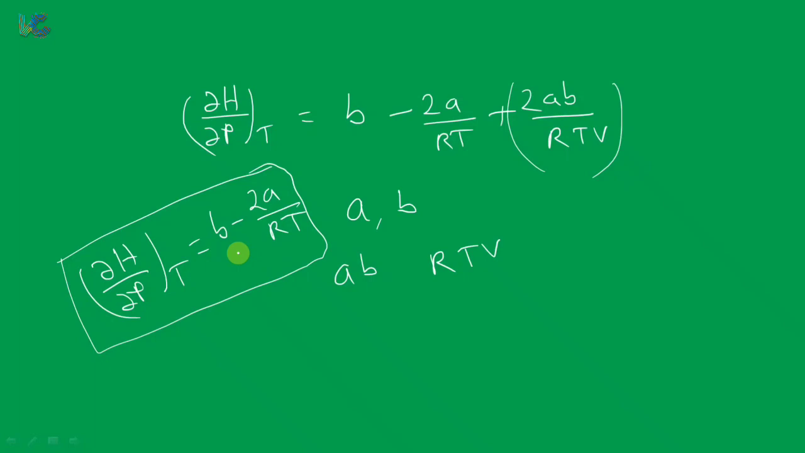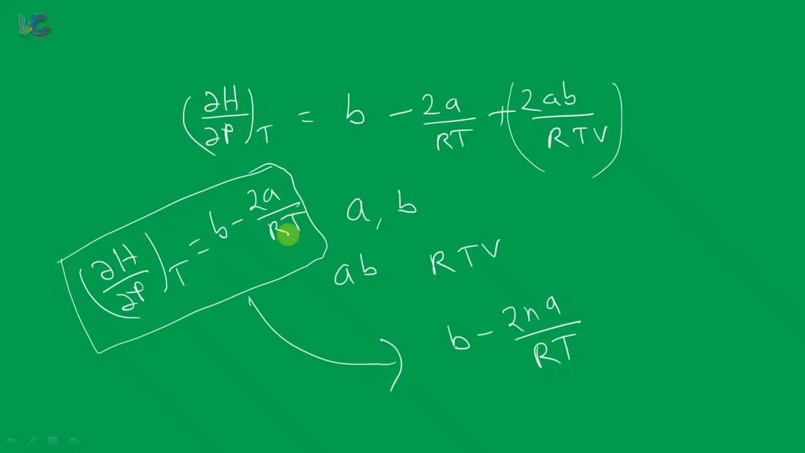2A by RT. Now if you do it for n mole of van der Waals gas, then the result will be B minus 2Na by RT. Okay, for n mole of van der Waals gas. But for 1 mole of van der Waals gas, B minus 2A by RT. Again I am saying, I am not doing the full derivation. If you want the full derivation, you can comment, then I will do it.